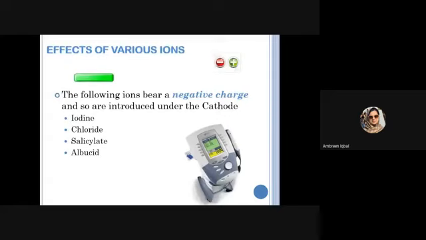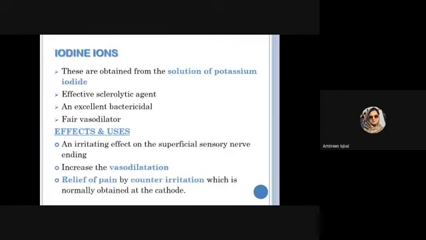For example, what would be the effects of the ions if they are negatively charged? The following are the ions that bear negative charges, so they are always introduced under the cathode: iodine, chloride, salicylate, and albucid. Iodine ions are obtained from the solution of potassium iodide. They are effective saccharolytic agents. Saccharolytic means lysis of adhesions, so you are going to break these adhesions by the application of the iodide ions.